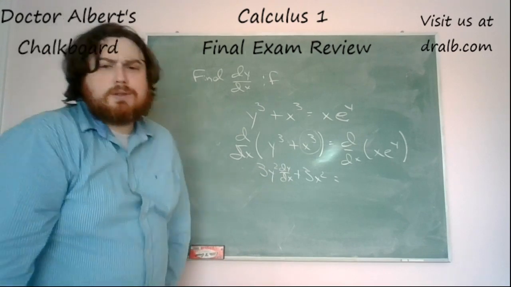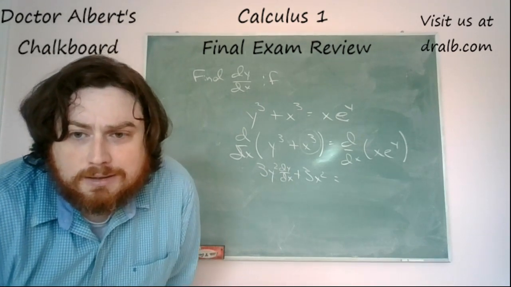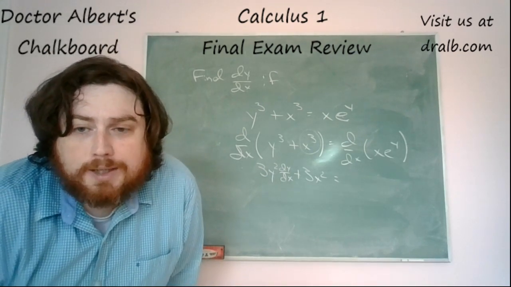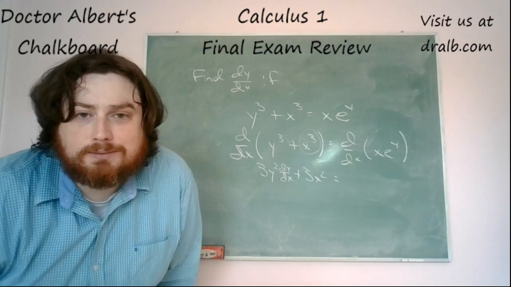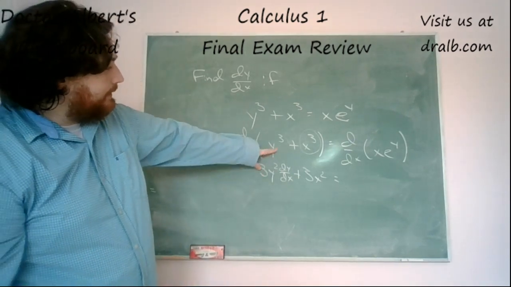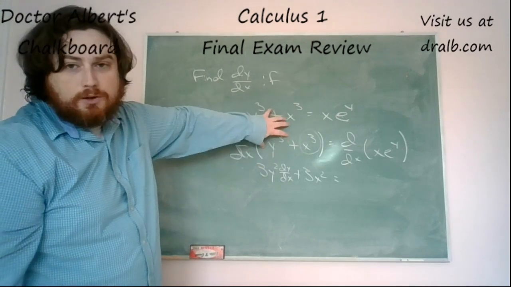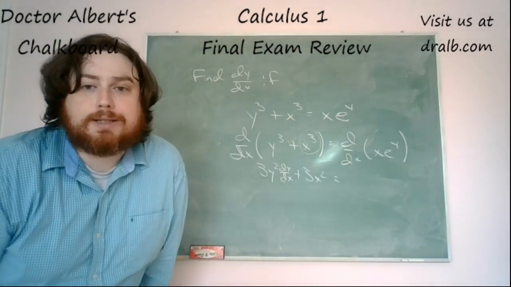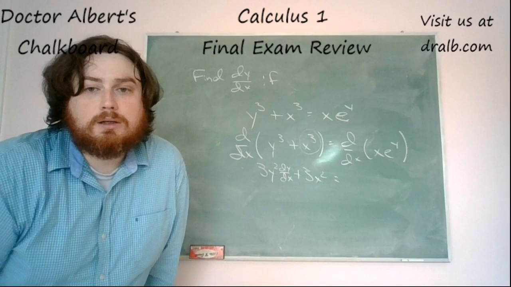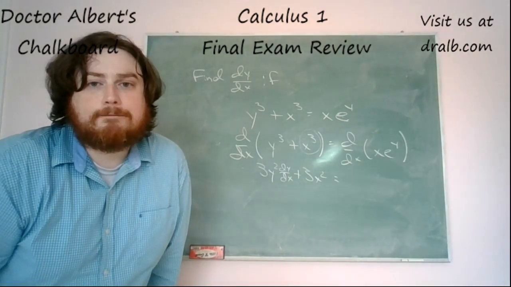Any questions so far on the implicit differentiation? Yep, y is the inside function because it is a function of x. Because y is now a function that's inside of the cubed. So that's why we're treating it like an inside function. Any other questions there?